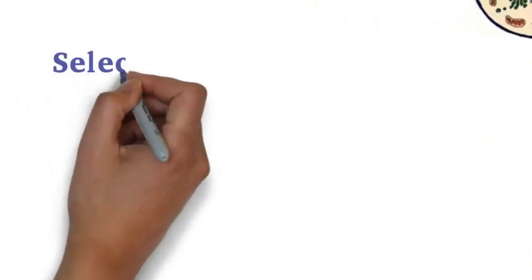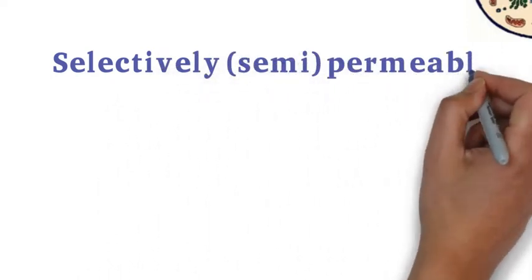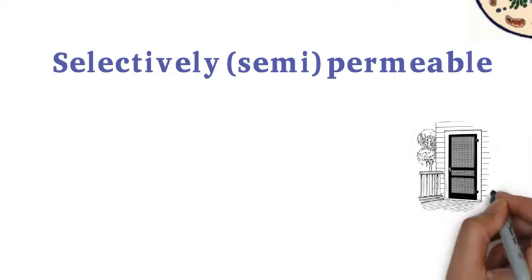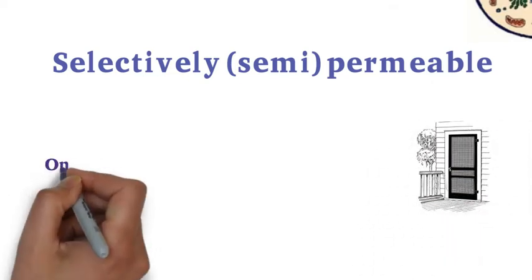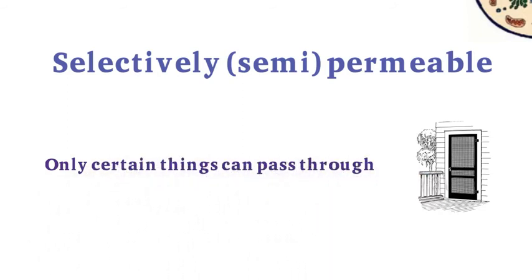For this reason, we can say that the cell membrane is selectively or semi-permeable. This means that only certain things are selected to pass through. It's like a door screen. This door screen allows only air to pass through, but keeps insects, leaves, and animals out.